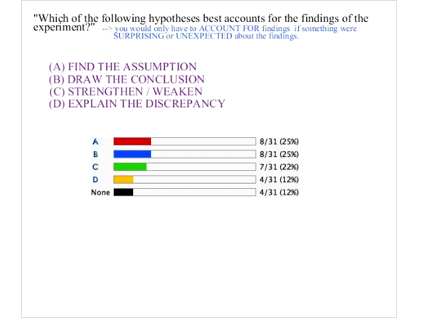So otherwise you don't have to bother accounting for it. Think about when they ask you to account for something. Account for means explain. So this is not a conclusion, because that's not what conclusions are on this test. Conclusions are things that can be proved. So when you do this, you're not proving anything. So it's not a draw the conclusion problem.